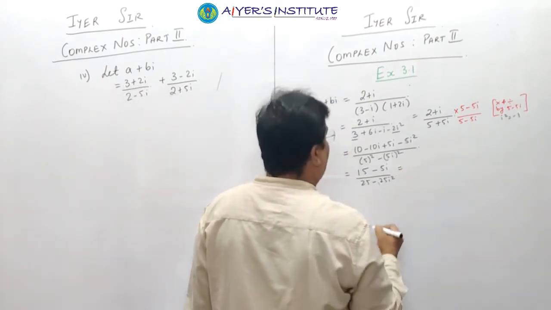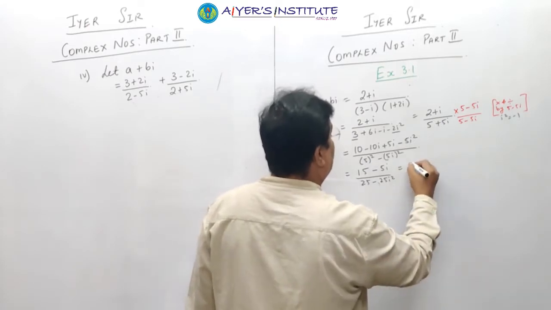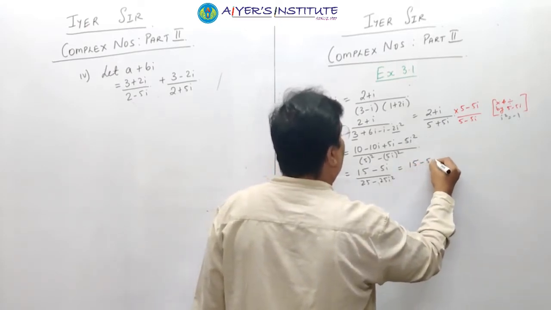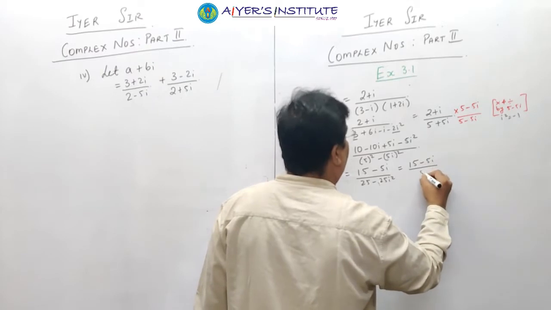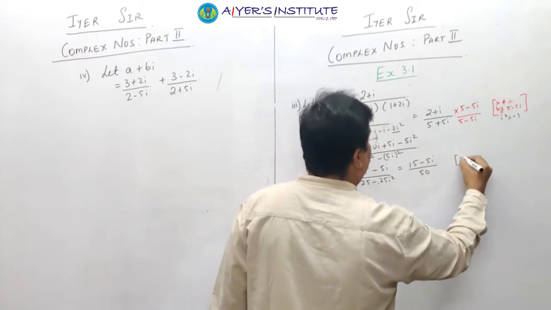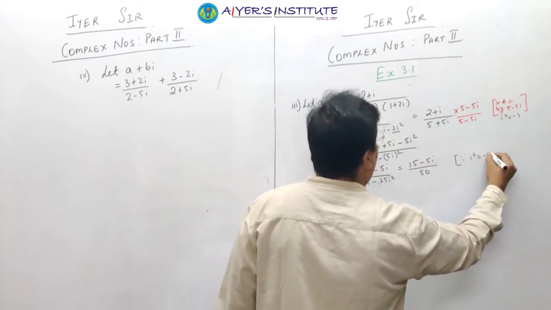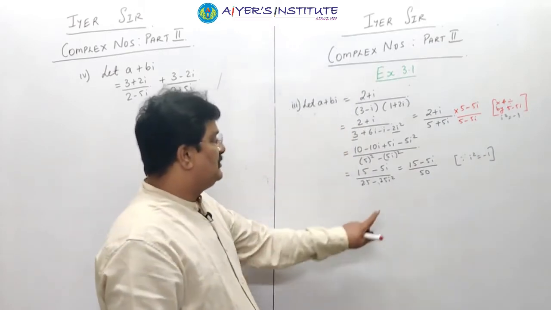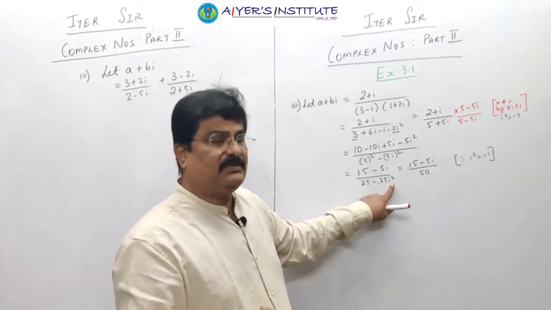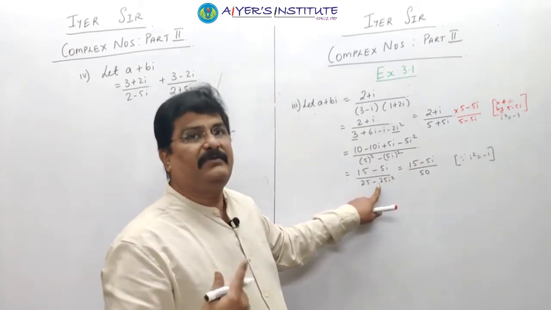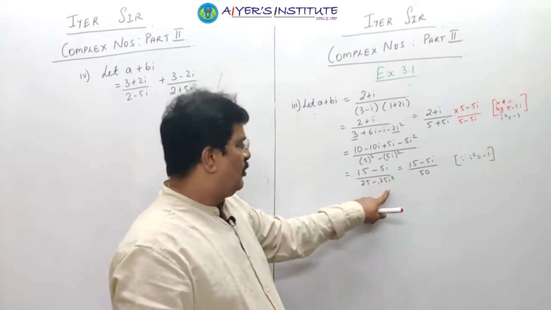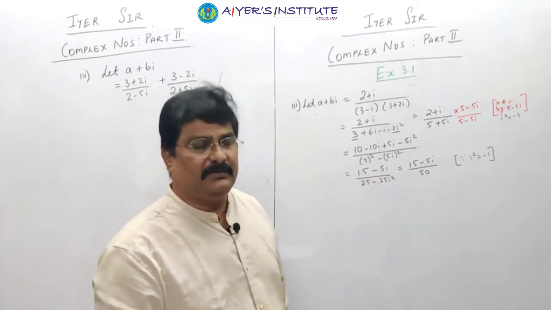Again here, i square का value putting minus 1. So it will be 15 minus 5i upon 50. So instead of this i square I have taken minus 1. So this will become minus 25 into minus 1, plus 25. 25 plus 25, 50. Okay.